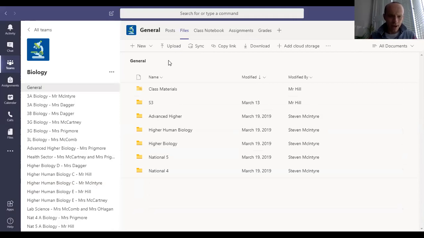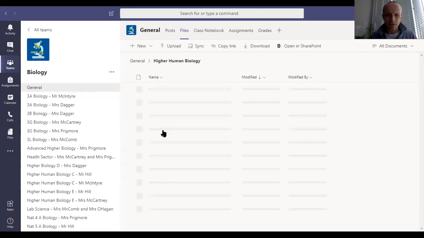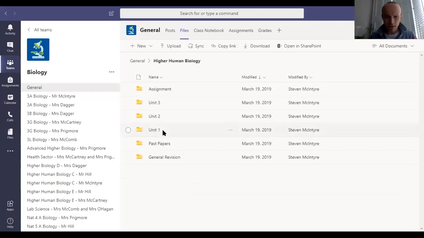So I'm going to take you in now, and I'll show you some of the things that I think are going to be useful to you. So if you go into Higher Human Biology, because that's the subject you've taken, you can see there's Unit 1, Unit 2, Unit 3. There's some information on the assignment. Don't worry about that just yet. There are some past papers. We'll go into that in a minute. And there's a section for general revision.